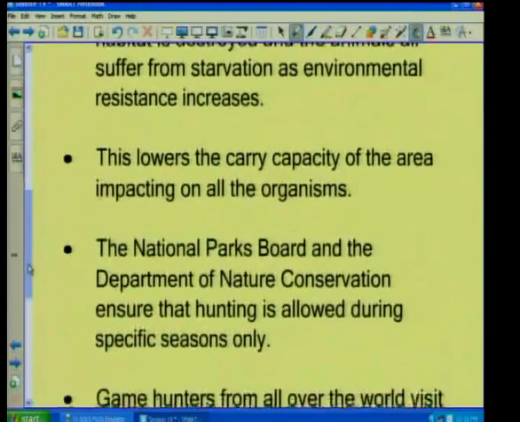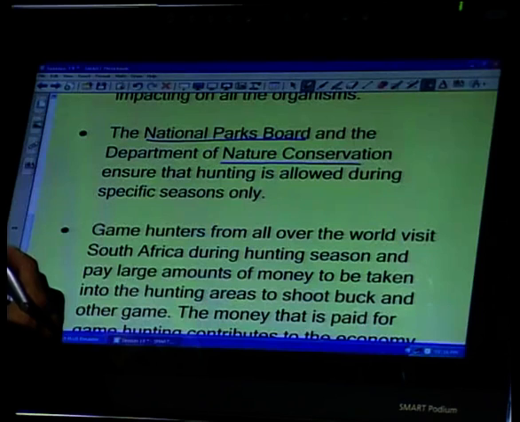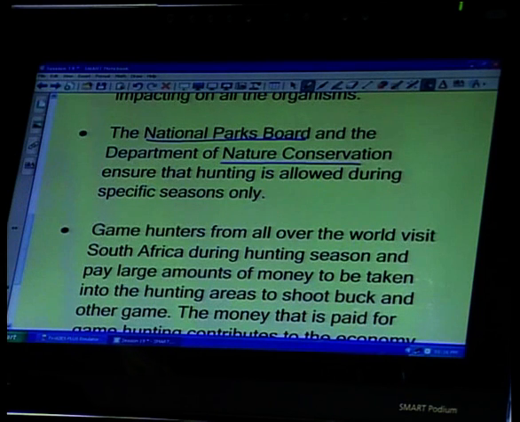This lowers the carrying capacity. For example, we have the National Parks Board and the Department of Natural Conservation, and let me tell you, they do a lot of good work. They ensure that hunting is allowed only during specific seasons. It doesn't help going hunting and you shoot a buck and you shoot a pregnant female, because you're killing 2 animals there. So they will only allow hunting once reproduction has taken place and the babies have been born, and only once those babies are of an age where they don't need their mother. Because if they're still little and you shoot the mother, you've killed the baby as well.